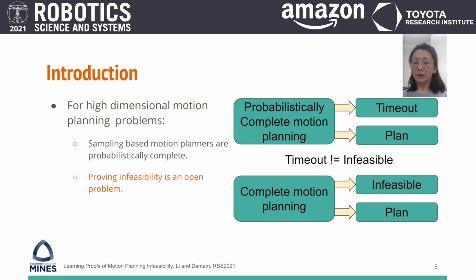Most current motion planning algorithms focus on the first part, that is to find the plan, such as sampling-based algorithms. These algorithms are probabilistically complete, meaning when a plan exists, they can find it eventually. If a plan does not exist, these algorithms run until timeout. However, this timeout does not mean no plan exists. This work seeks to find infeasibility proofs in motion planning. The resulting algorithm returns a plan, or an infeasibility proof when it terminates.